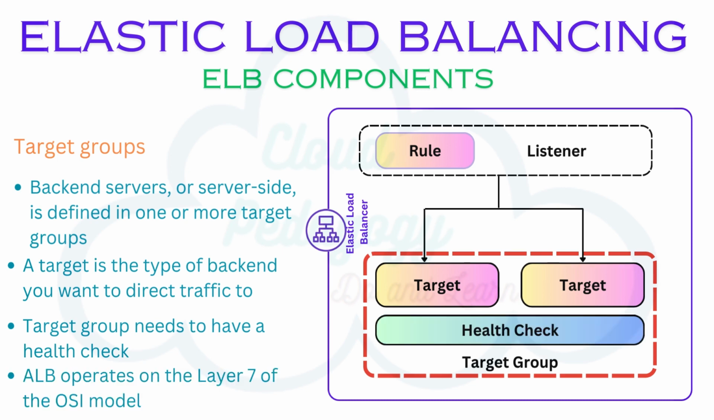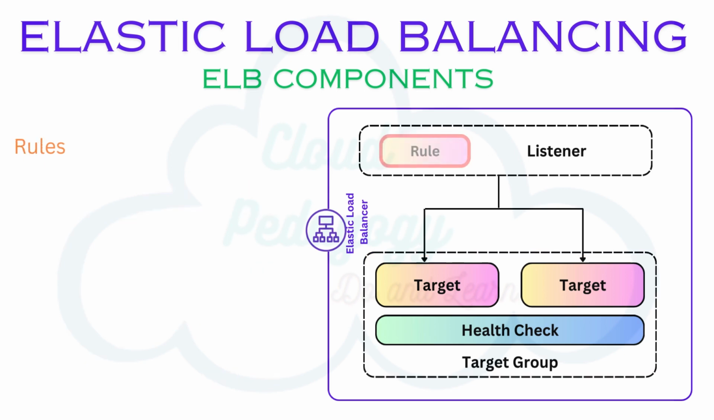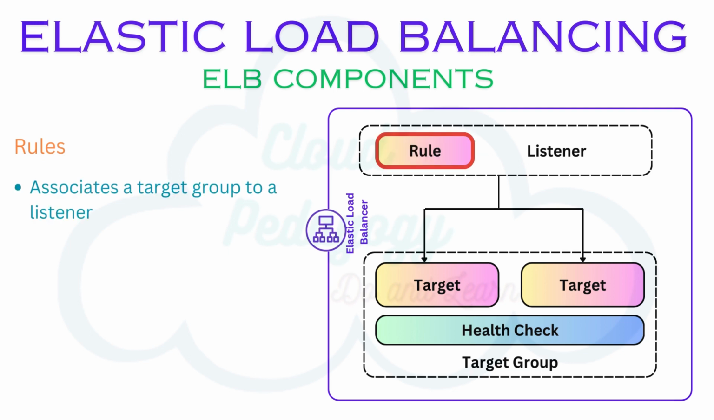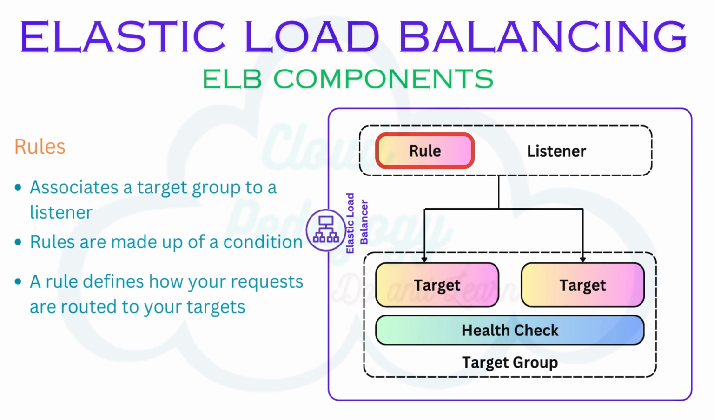The ALB operates on the application layer, which is layer 7 of the OSI model. This gives the load balancer a lot of cool features, and one of those is the third component, which is a rule. The third component is a rule to associate a target group to a listener. Rules are made up of a condition that can be the source IP address of the client and a condition to decide which target group to send that traffic to. A rule defines how your requests are routed to your targets.